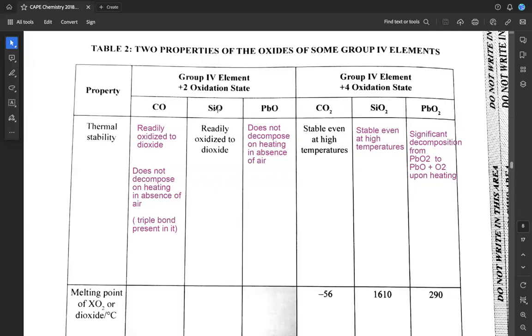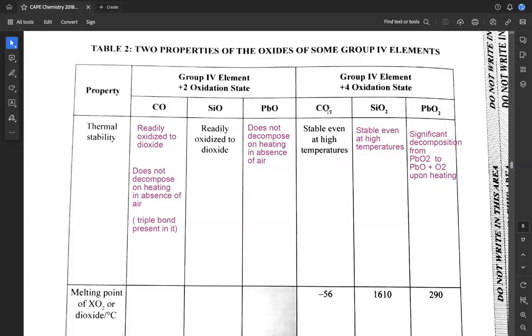They already gave us the info about silicon oxide, and so that's readily oxidized to the dioxide form. And then the PbO does not decompose on heating in the absence of air. So this is fairly stable, right? So in the 2+ state, the PbO is very stable and won't decompose on heating unless there's air around, right?